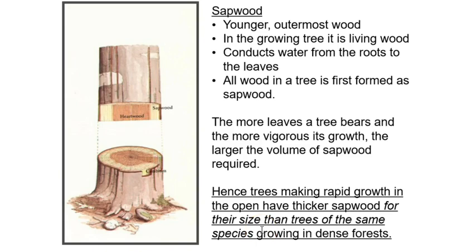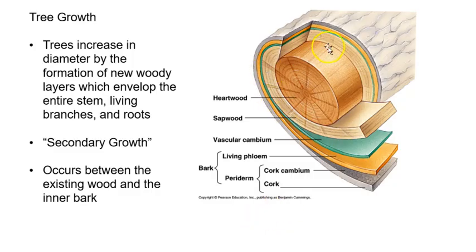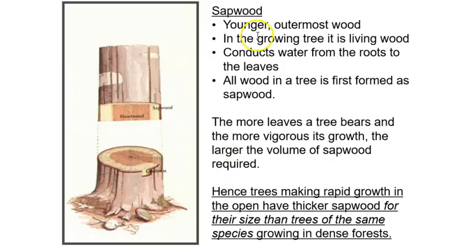So sapwood, it's right here, that's next on the outside of the heartwood. So the sapwood, this is the youngest, the outermost wood. We could see it here, this light ring on the outside, and we could see it here in cross section as well. So what this does, it conducts the water from the roots up to the leaves. All wood in a tree is first formed as sapwood. So this heartwood on the inside was originally sapwood.